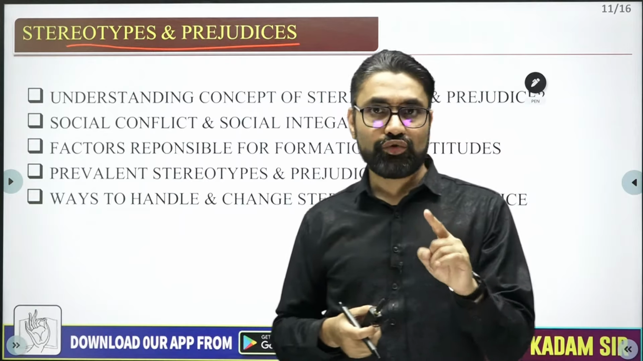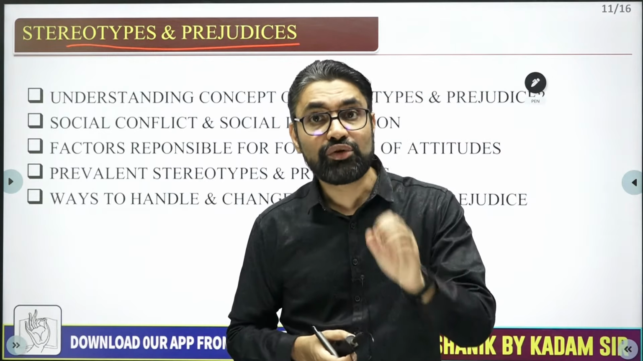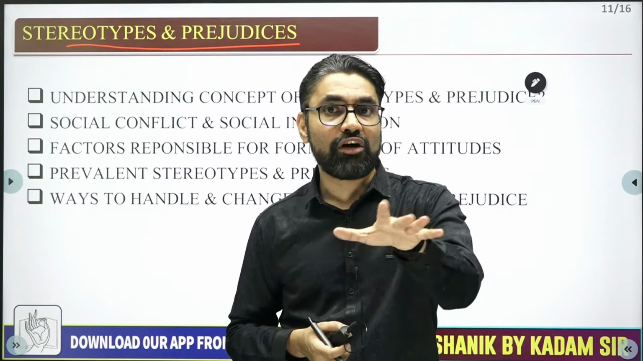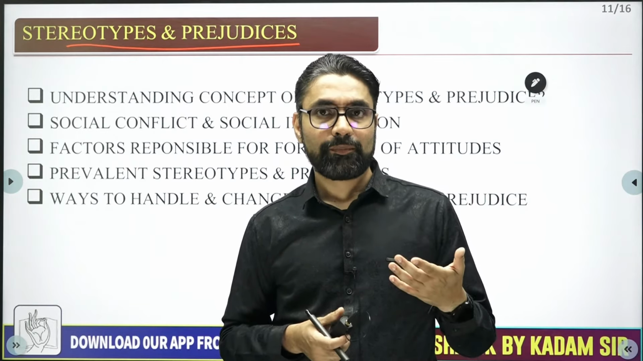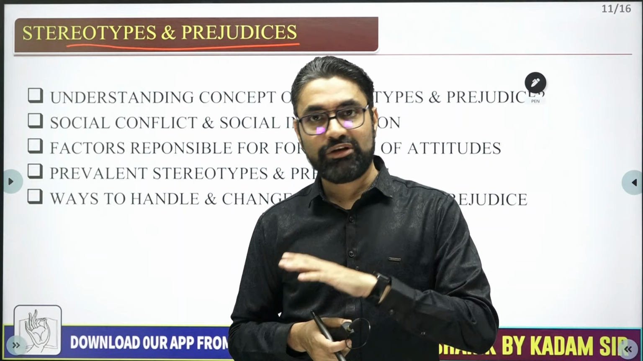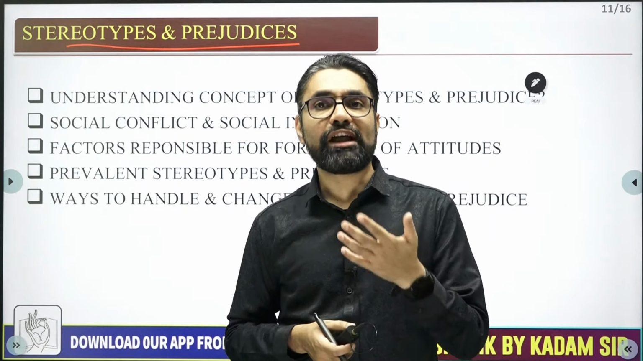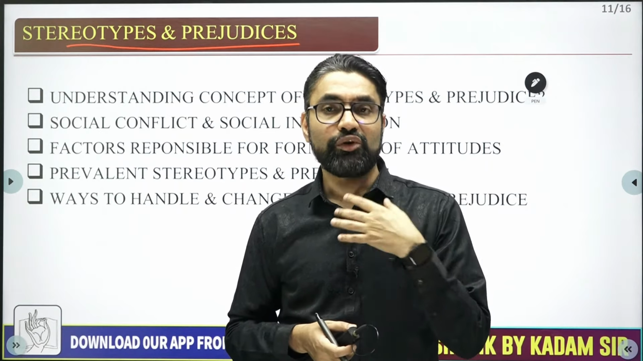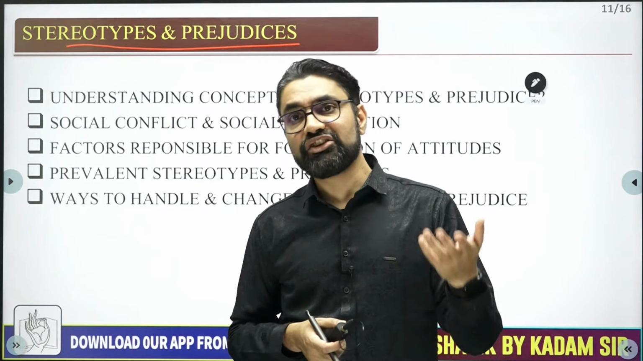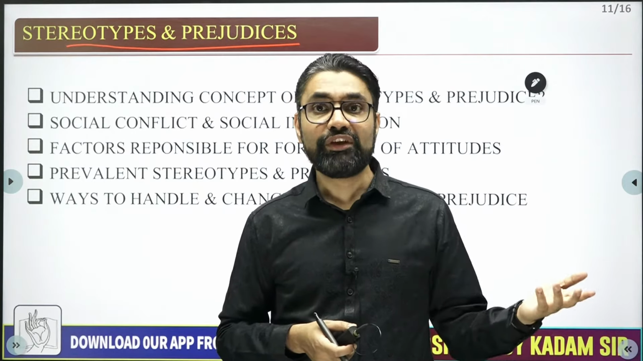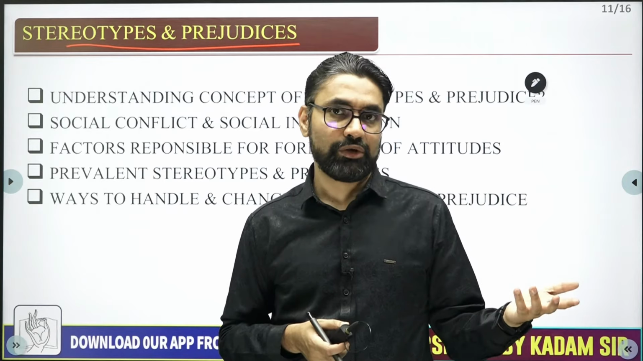So we have the attitude topic, and stereotype and prejudice is a part of the attitude system. I told you we have attitudes. Attitudes could be positive, attitudes could be negative, and we hold attitudes towards objects. So we hold attitudes towards animals, plants, colors, towards a teacher, towards movies, music, all attitudes we hold.